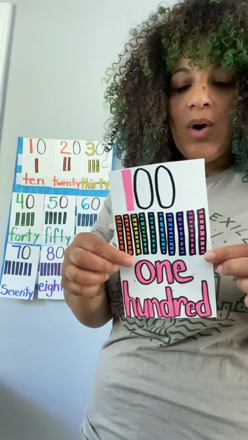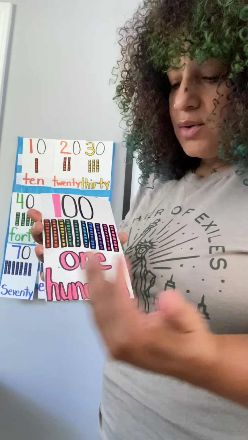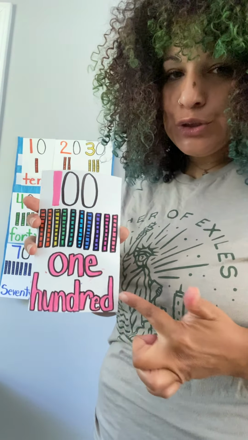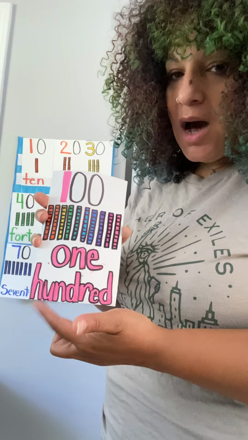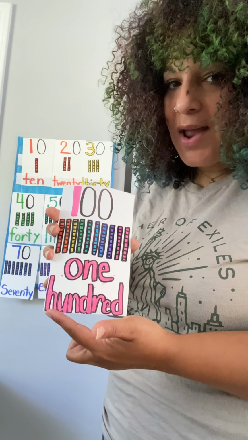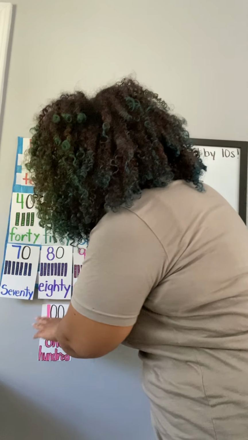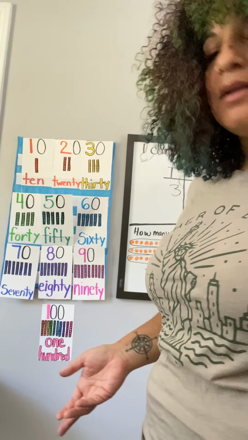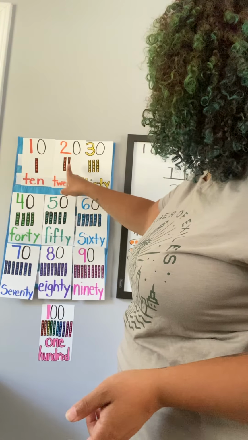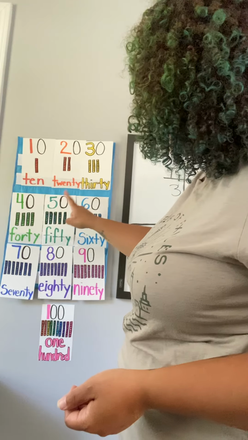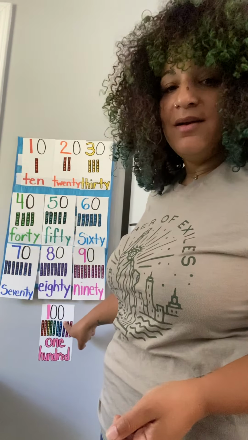Bam. 100. And I know that when I have 100, that's where my word starts to switch up a little bit. I see the word 100 here. 100 begins with the letter H. And then I have successfully counted by tens. Count by tens, get ready, go. 10, 20, 30, 40, 50, 60, 70, 80, 90, 100.